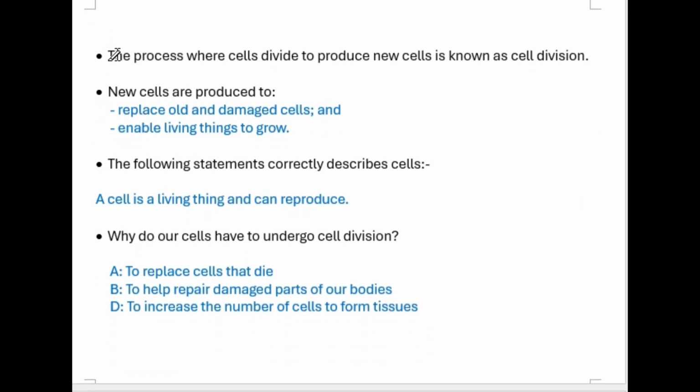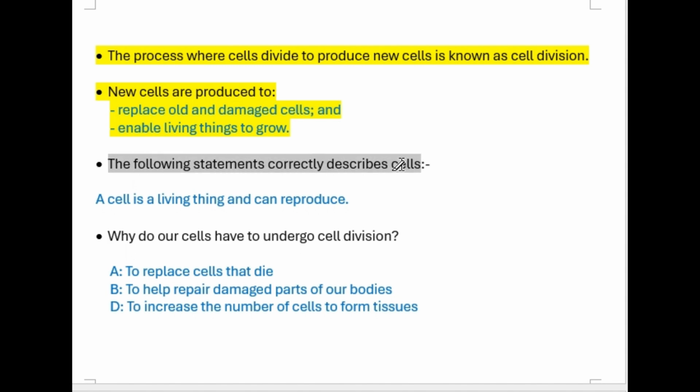The process where cells divide to produce new cells is known as cell division. New cells are produced to replace old and damaged cells and enable living things to grow. The following statements correctly describe cells. A. A cell is a living thing and can reproduce.